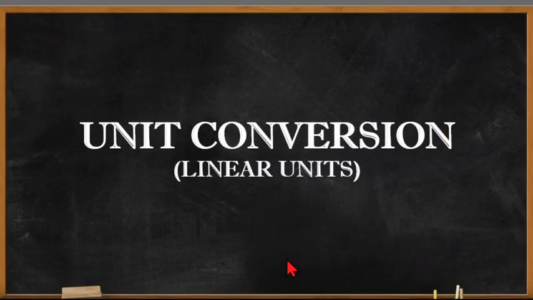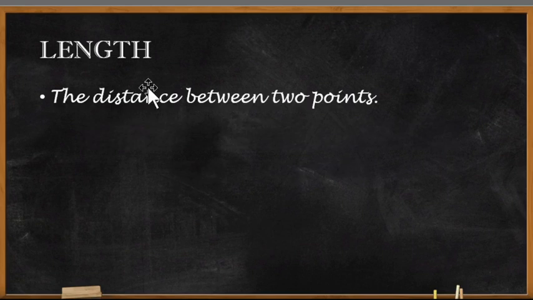Okay, so now as a little recap, we have length. Length is the distance between two points. And if we are going to measure the length, it is called linear measurement or linear means ratio.